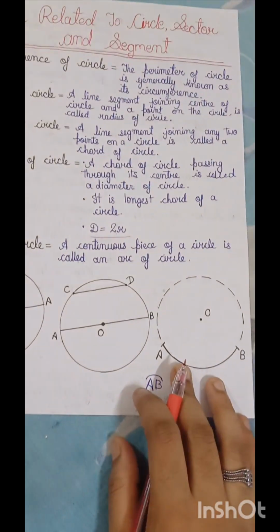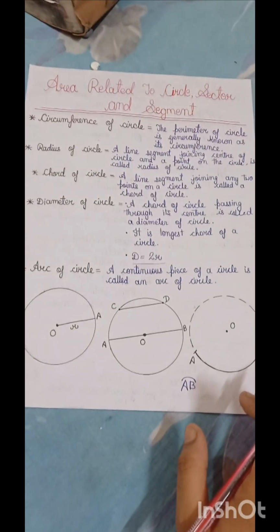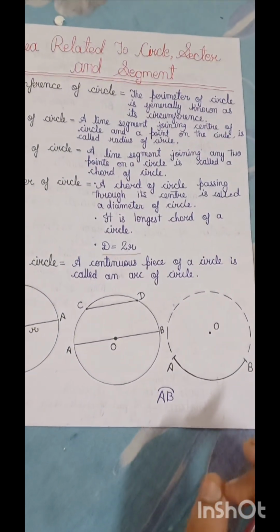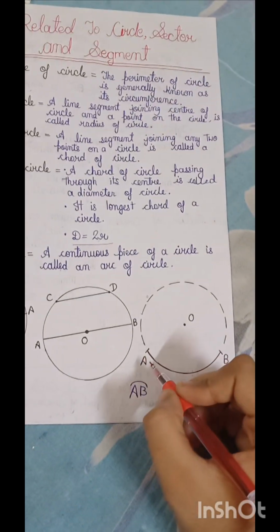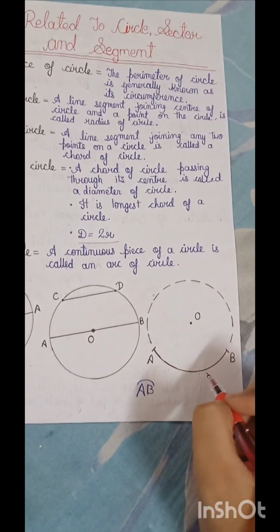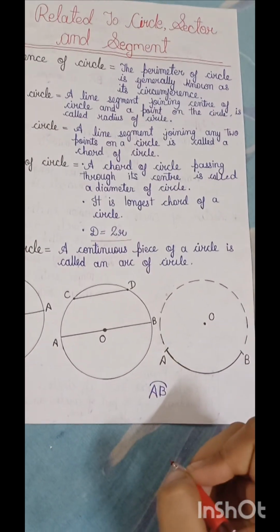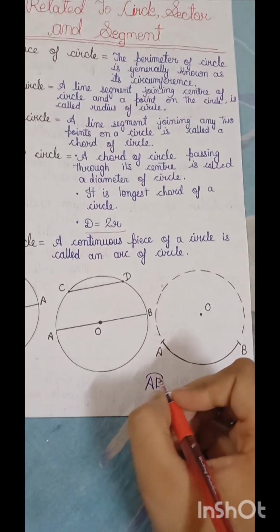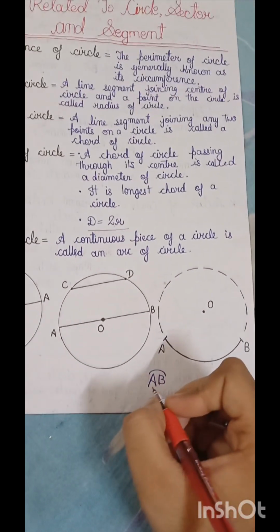Coming to the next, arc of a circle. An arc of a circle is basically a continuous piece of a circle. As you can see here, from A to B, it is a continuous piece of the circle and it is known as an arc of the circle. And how do we denote any arc? AB, and you have to put this mark on that. So it is known as arc AB.